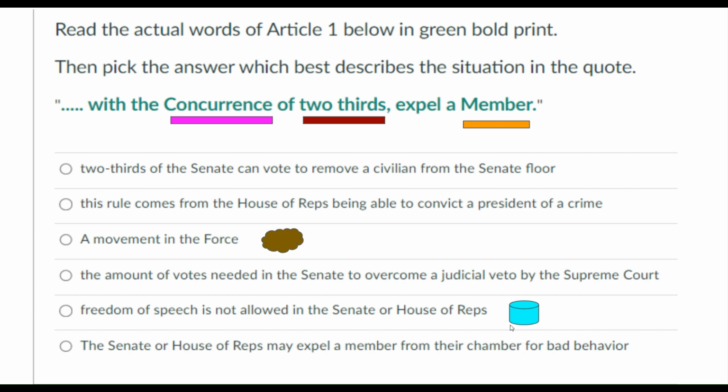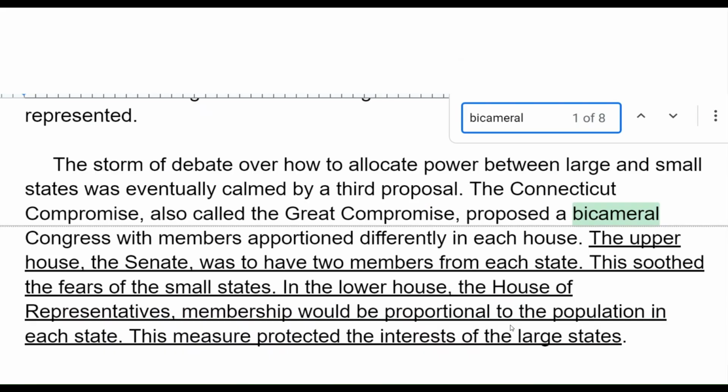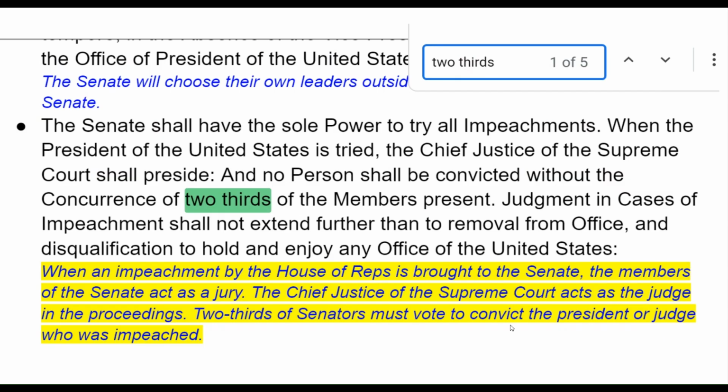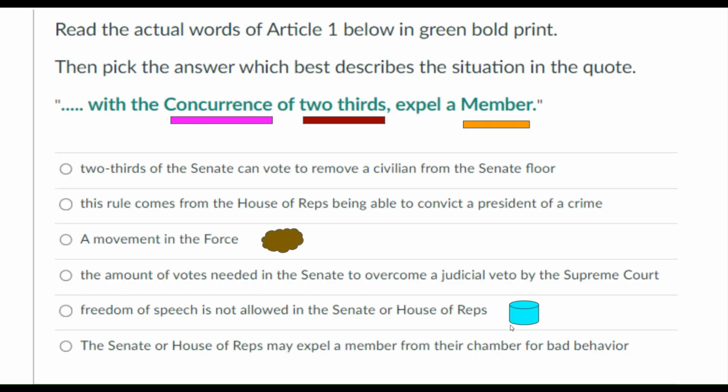Okay. And then the blue little cylinder there, that's also silly. Freedom of speech is not allowed in the Senate or House of Reps. What? Yeah, silly. So if someone went too quickly, they would miss that the House of Reps cannot convict a president. So that has to be wrong. They would miss that expel a member is not the same as of the members present. And so this took careful reasoning and reading.